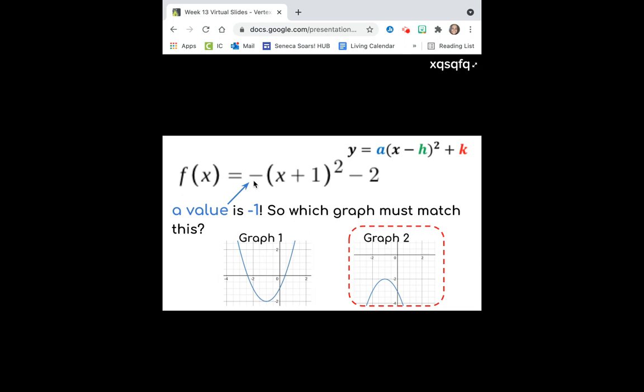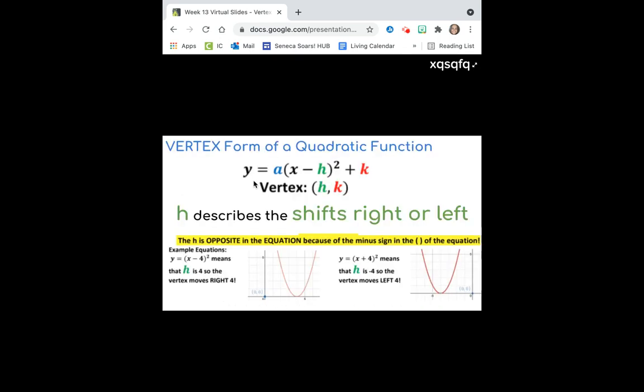This is going to look like graph 2 because a negative a value means we're going to have a negative orientation. Okay? Negative a value means we have a negative orientation. All right, so that's our a value.